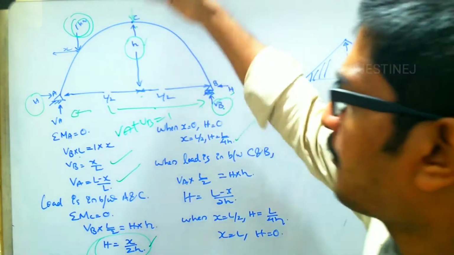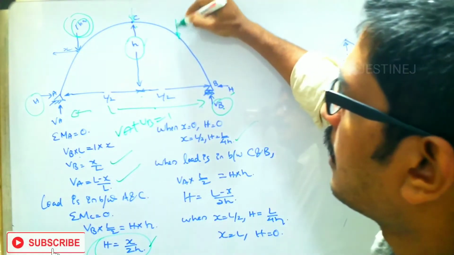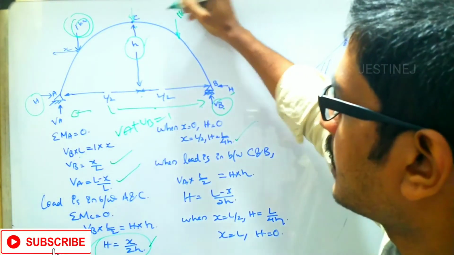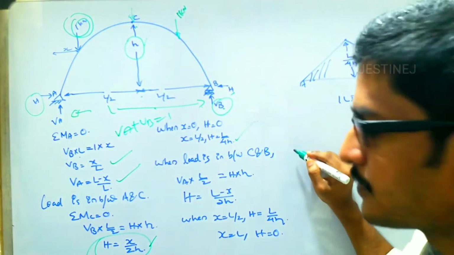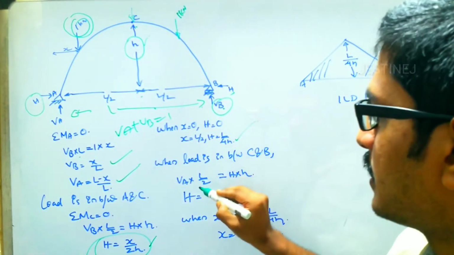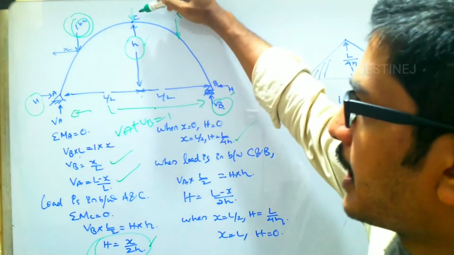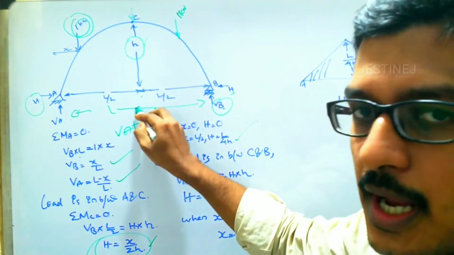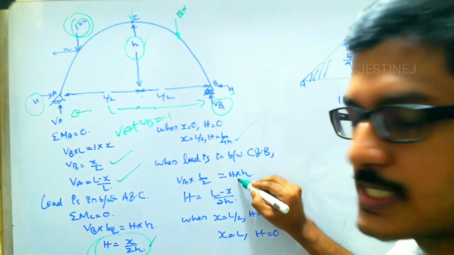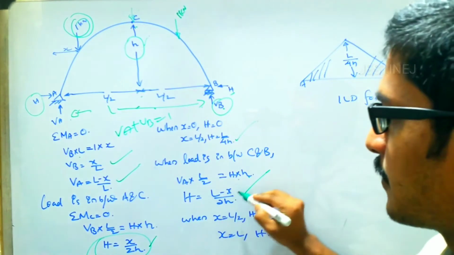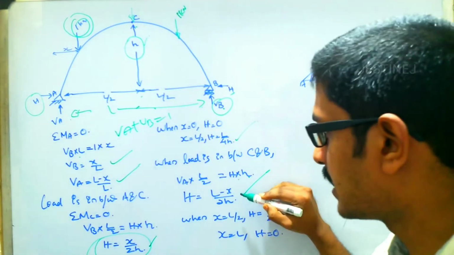Then after a point of time, this load will come to this position. The 1 kilonewton load is acting between the B and C portion. Then we can calculate by taking the moment about the point C: VA multiplied by L by 2 equals H multiplied by h. So we will get the equation H equals (L minus X) by 2h.